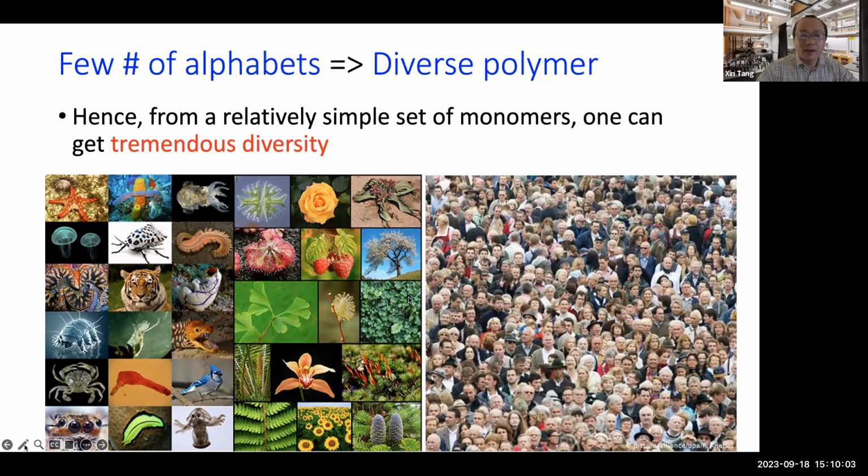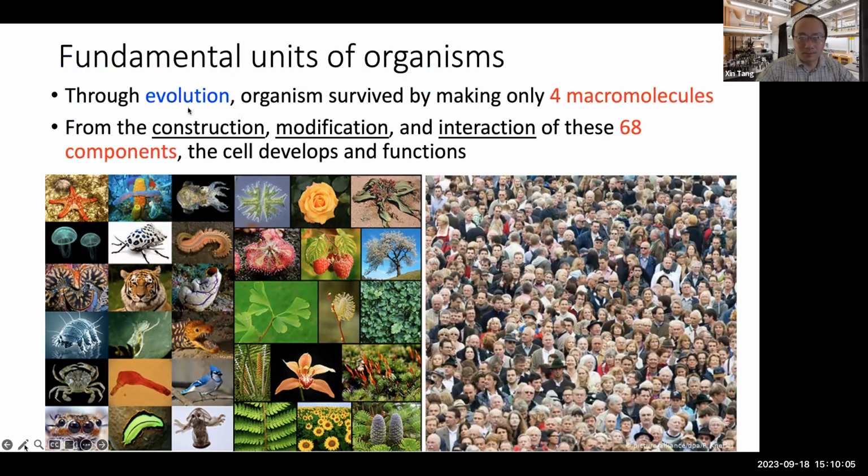Okay, and throughout the evolution, by using these 4 types of macromolecules and their individual monomers, there are 68 monomers, but using them, nature can construct, modify, and allow the interactions between those components. Then cells can develop really diverse shapes and functions.